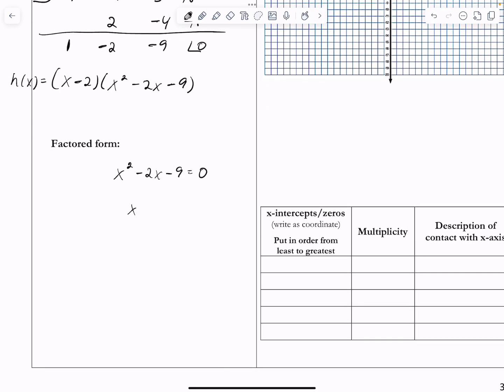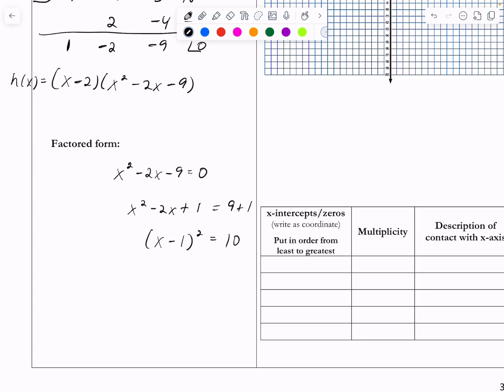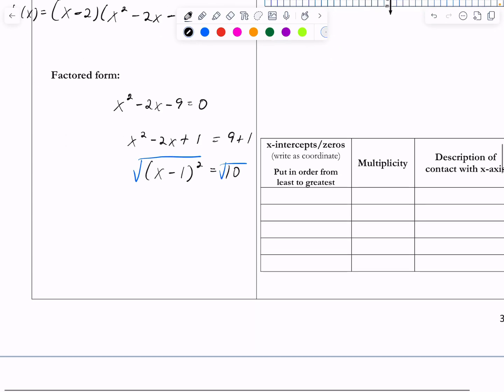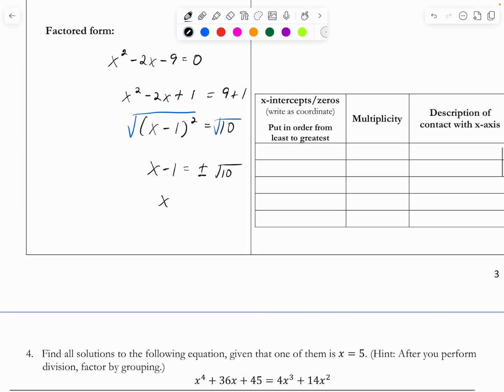using completing the square. So I'm going to move the minus 9 over to get 9. I'm going to add b over 2 squared. Negative 2 over 1. Negative 2 over 2 is negative 1. When you square that, you get positive 1. So this is x minus 1 squared equals 10. Take the square root of both sides, and you get x minus 1 equals plus or minus the square root of 10. So x equals 1 plus or minus the square root of 10.